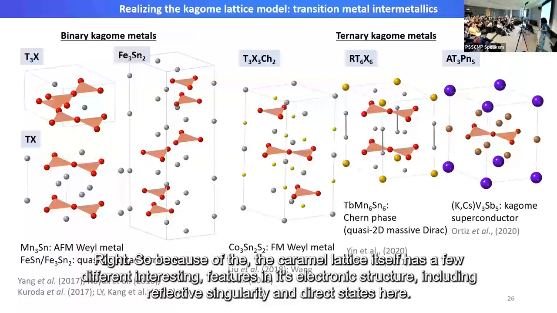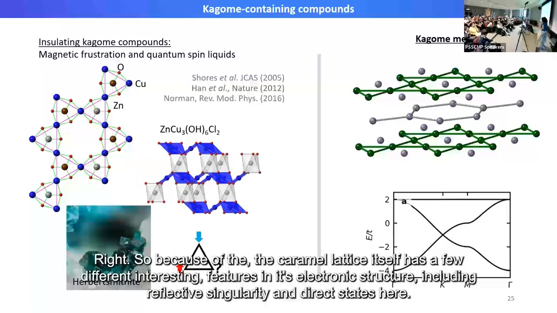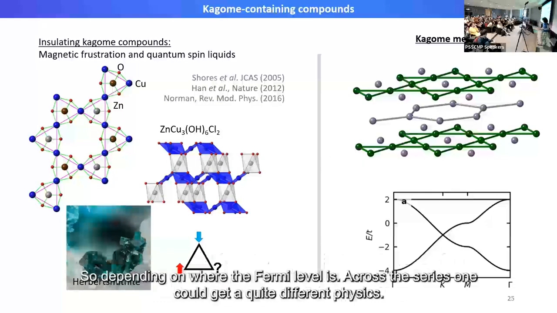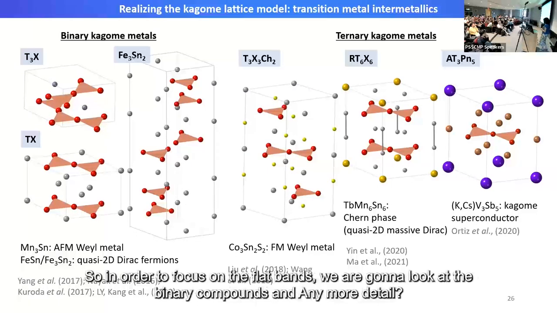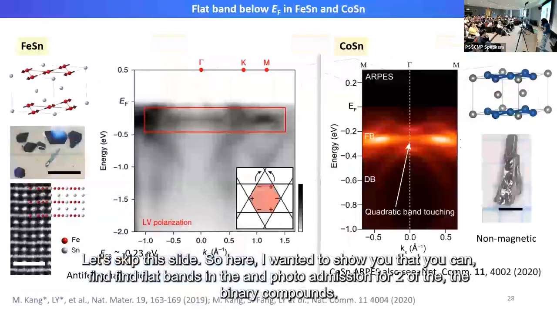Right. So because the Kagome lattice itself has a few different interesting features in its electronic structure, including the flat band, the Van Hove singularity, and the Dirac states here, depending on where the Fermi level is across the series, one could get quite different physics. So in order to focus on the flat bands, we are going to look at the binary compounds in more detail. Let me skip this slide.